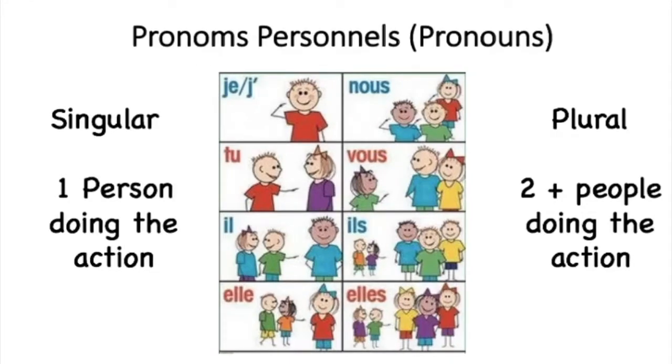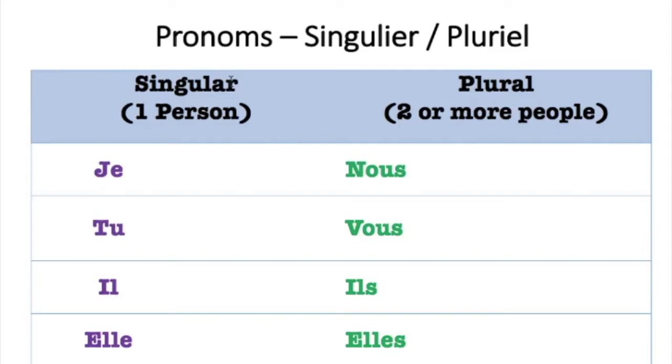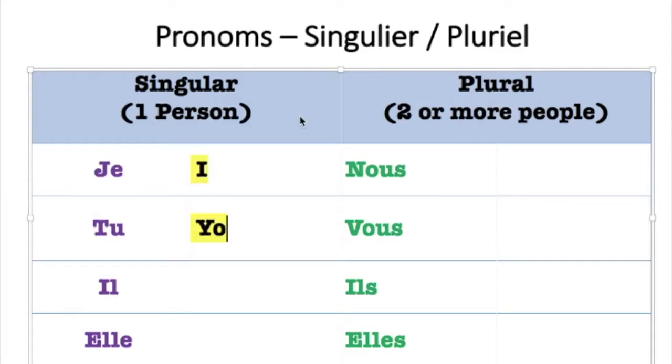So what do these pronouns translate to in English? What's their English form? Well, let's take a look at that right now. We're going to start off with the singulier side, the singular side, and remember, this is when you're talking about a pronoun to describe one person. So in French, the pronoun je would translate to the pronoun I in English. Tu would translate to the pronoun you in English. Il would translate to the pronoun he, and elle would translate to the pronoun she.